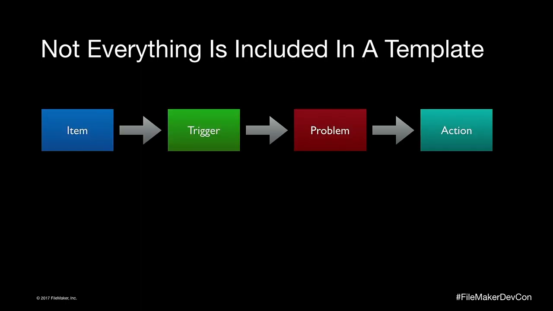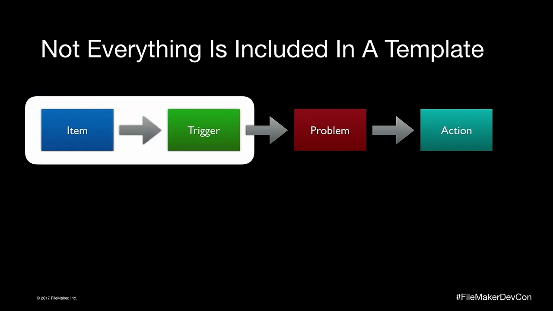When you set up all your items and then you export them as a template, not everything is included in a template, right? Your item configuration and your trigger configuration automatically are included in a template. Your problem records are not, and it does make sense that they're not included. It wouldn't make sense to include them because they're specific to problems generated on your specific deployment.